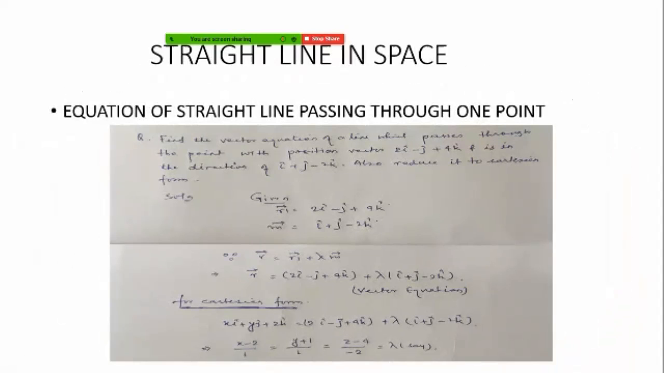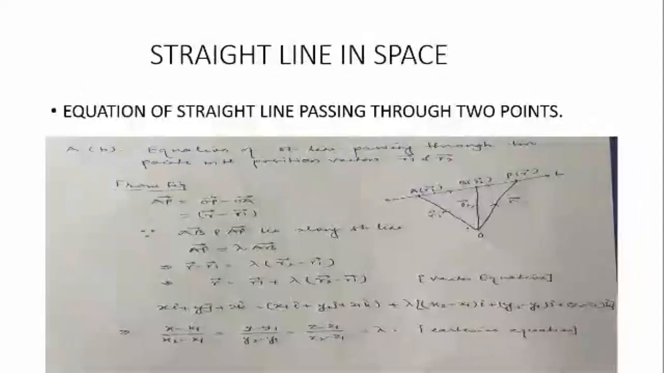And as I showed at that time, we can express this in the Cartesian form only by writing the formula, that is (x minus x1) by a equals (y minus y1) by b and (z minus z1) by c. So here the values are substituted, and then the equation is shown on the screen.